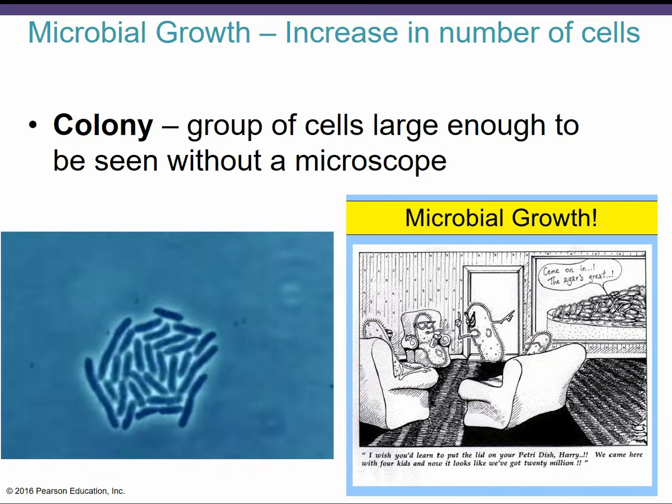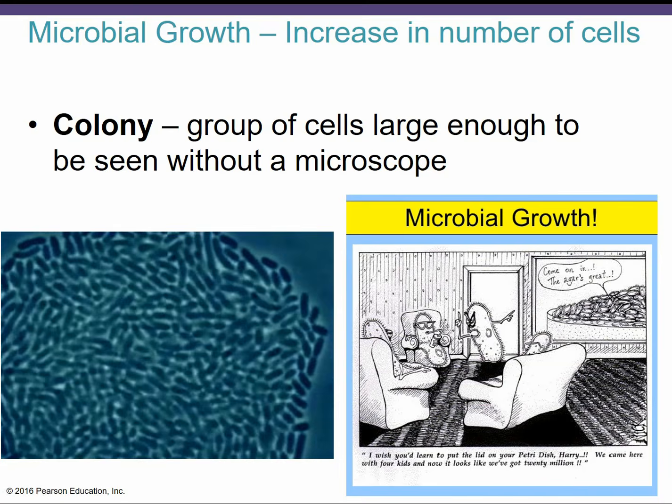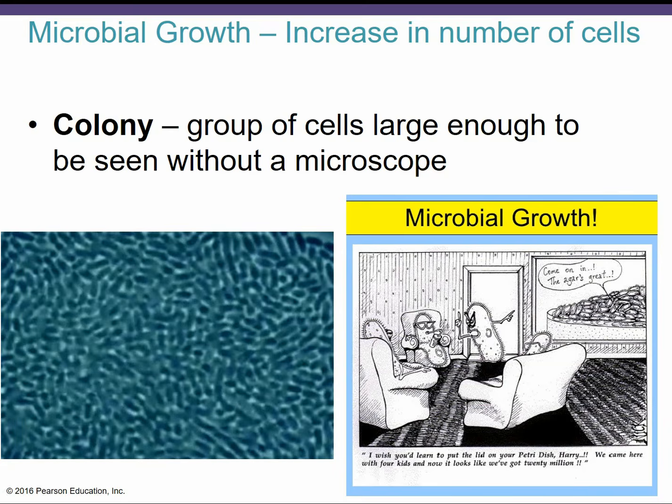So a colony is defined as a group of cells large enough to be seen without a microscope. And generally, they're derived from a single cell. So in lab, when we looked at our plates for microbes in the environment, and we looked at the different colonies that grew.